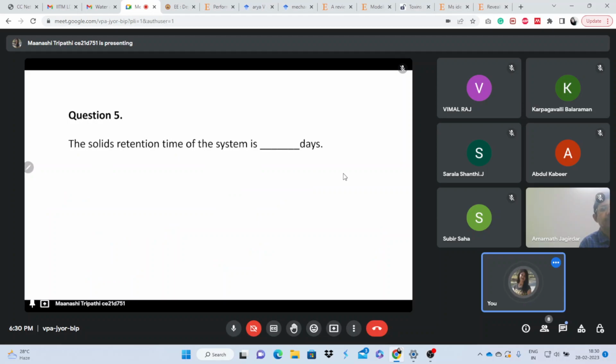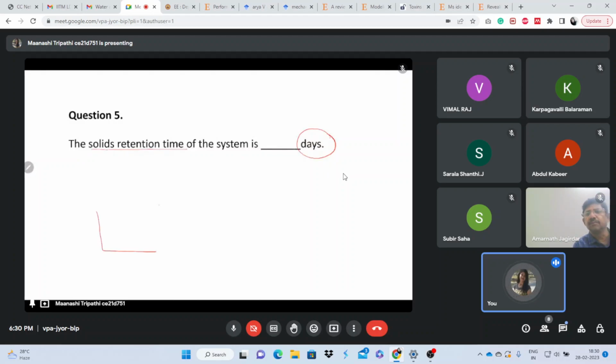Coming towards the next question, here we are talking about solid retention time. As I was already discussing, it is given in days. So here we have a well derived formula for that. You might have prepared notes for the course, so please use those notes and try to find out the solid retention time of the system. What is solid retention time? Or I'll give you the difference.